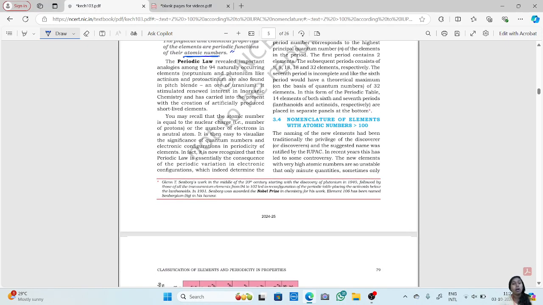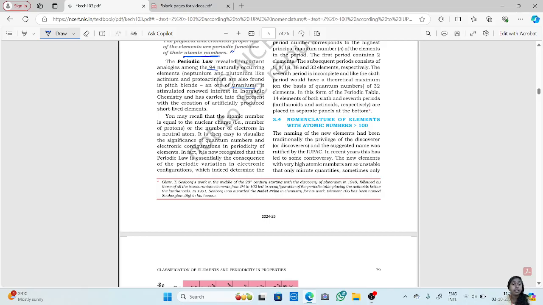The periodic law revealed important analogies among the 94 naturally occurring elements. Analogies means similarities among the 94 naturally occurring elements. Now, neptunium and plutonium, like actinium and protactinium, are also found in pitchblende, an ore of uranium.